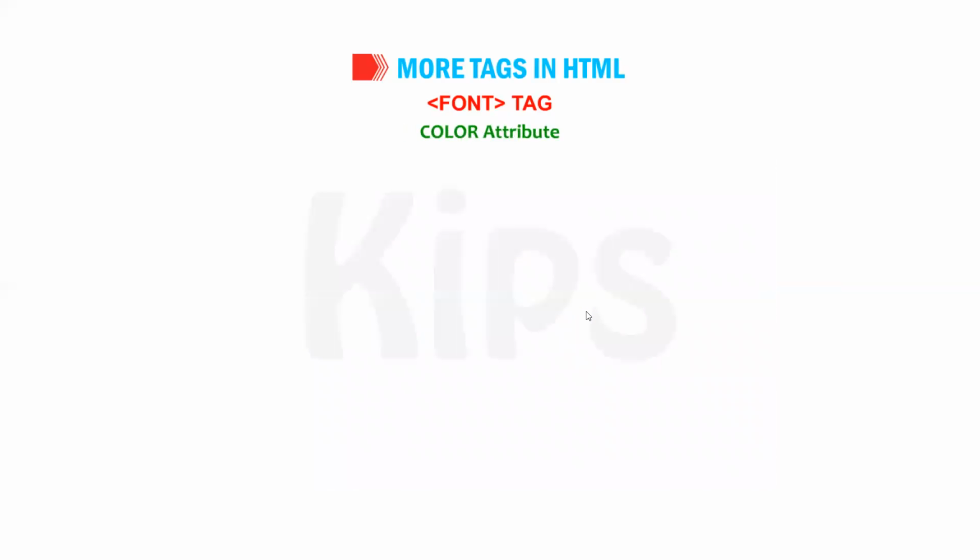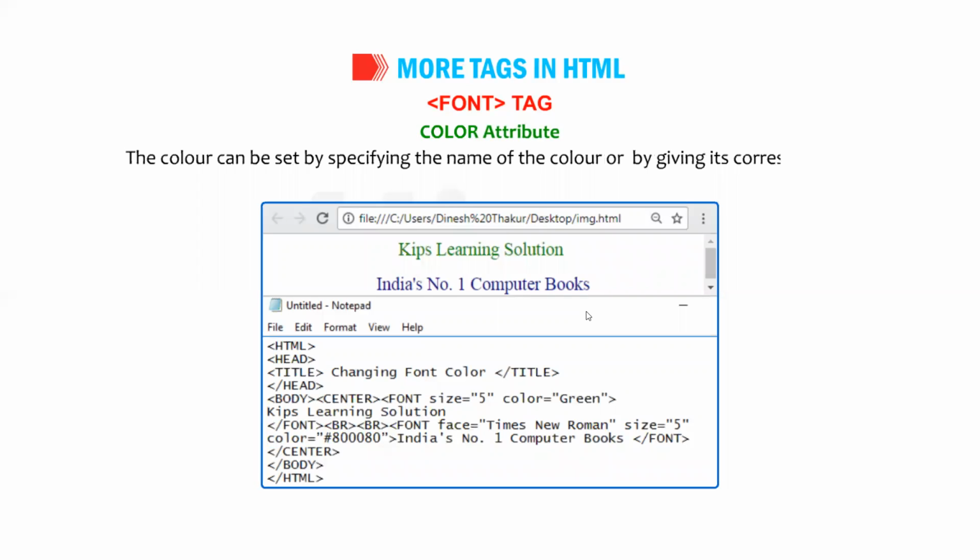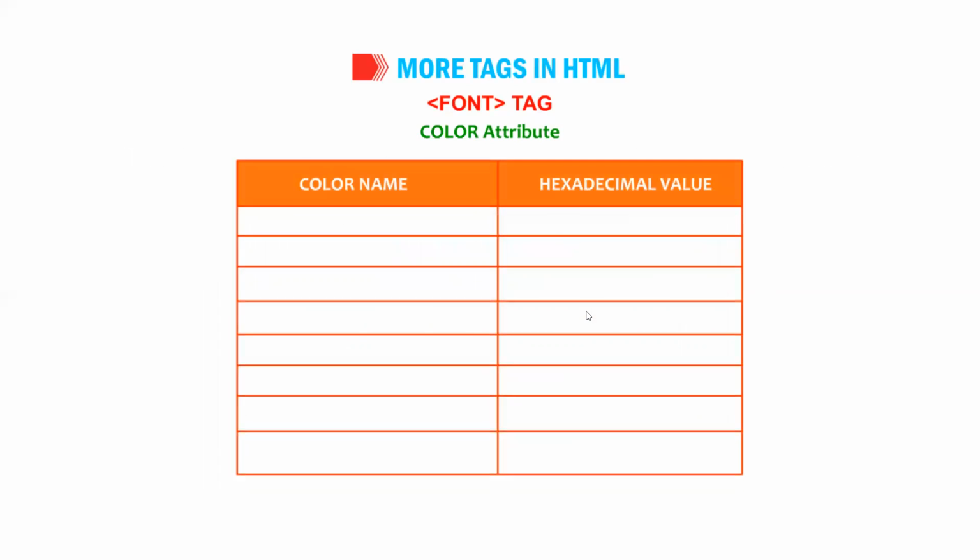Color attribute. The color attribute changes the color of the text. The color can be set by specifying the name of the color or by giving its corresponding hexadecimal value. Color name, hexadecimal value.